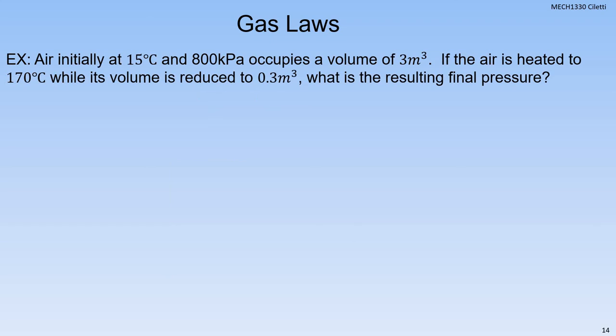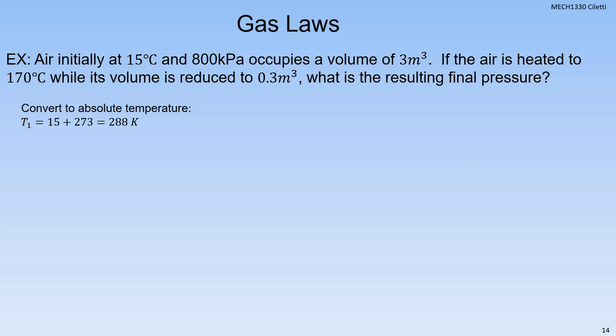So let's do an example here using the general gas law. Nothing's constant. Air initially at 15 degrees Celsius and 800 kPa occupies a volume of 3 cubic meters. If the air is heated to 170 degrees Celsius, while its volume is reduced to 0.3 cubic meters, what's the resulting final pressure? So we're going to use the gas law and solve for P2. Our initial stuff is always going to be the 1, and our final stuff is always going to be the 2. So first things first, we have to get absolute temperature. We should know how to do this one by now. We are in Celsius.